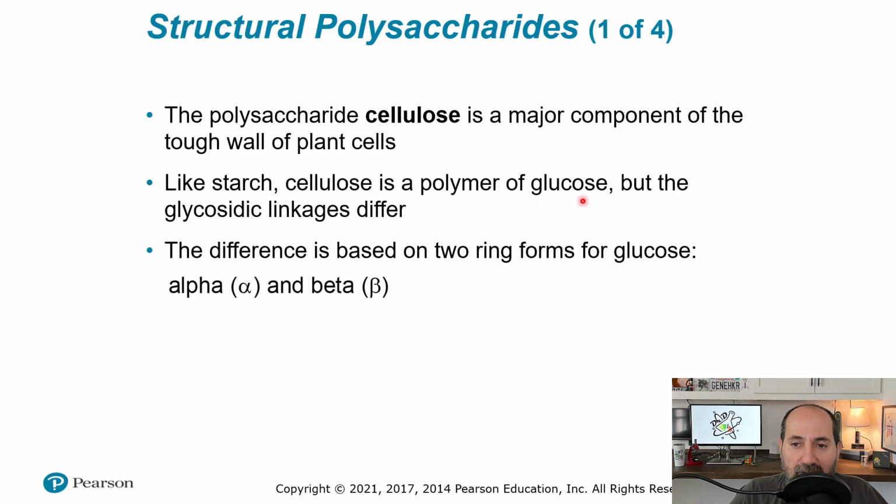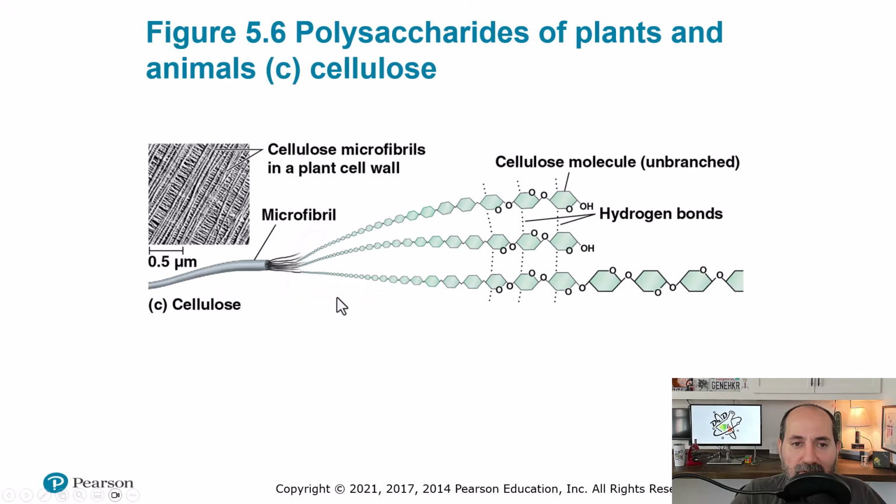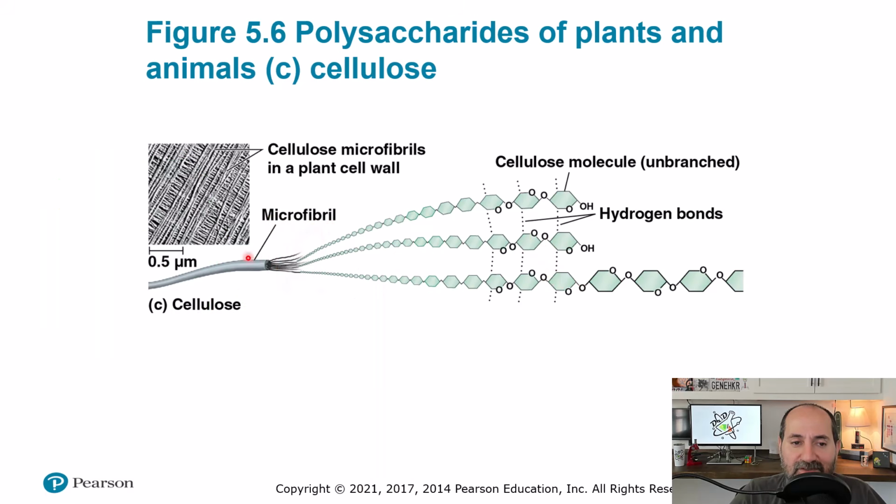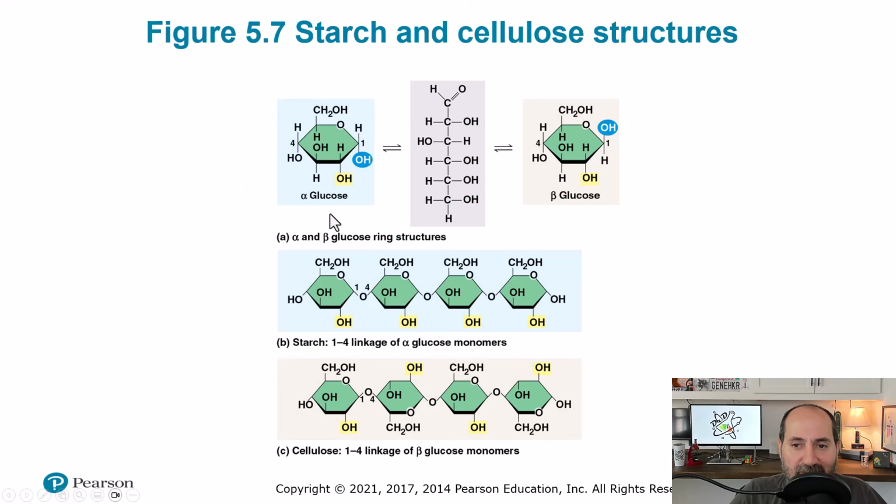Plants string glucose together to form cellulose as a cell wall for its structural properties because it's so tough. Now, this difference between glucose used to make starch and glucose used to make cellulose is the difference between the isomers alpha glucose and beta glucose. So here you can see it's beta glucose. It's beta glucose that's used to make cellulose. And cellulose forms the tough microfibrils of the plant cell walls. And you can see here what I'm talking about.